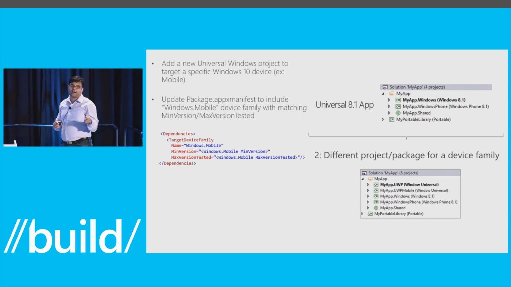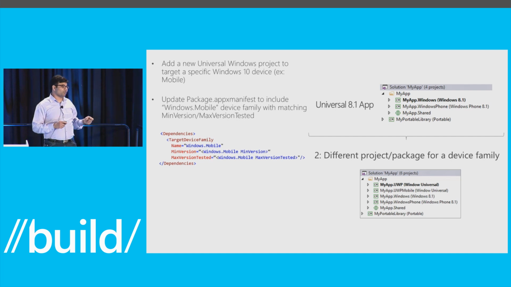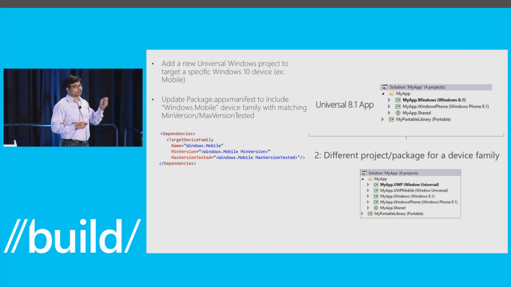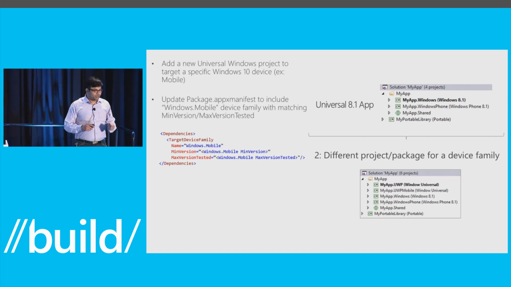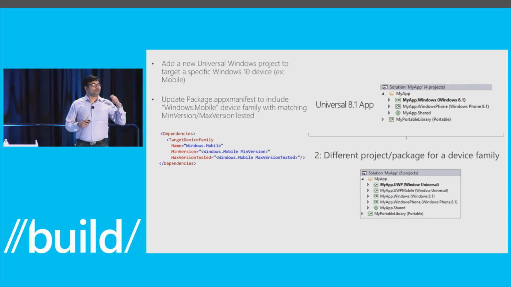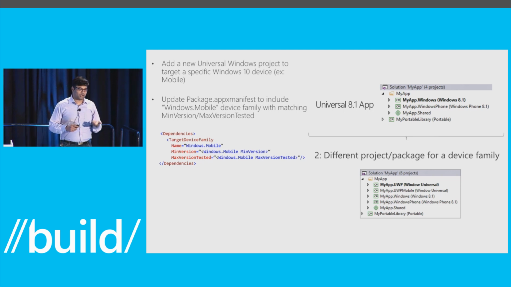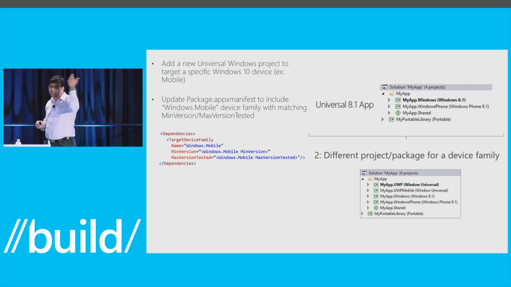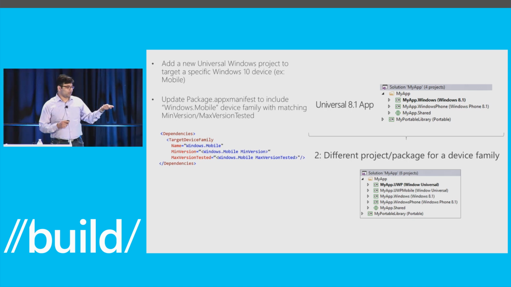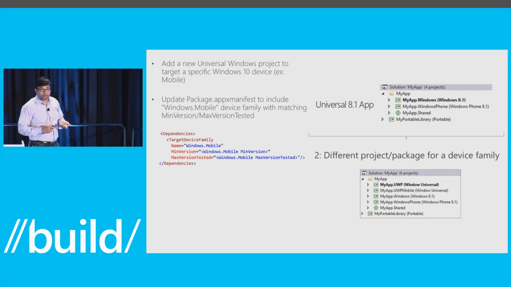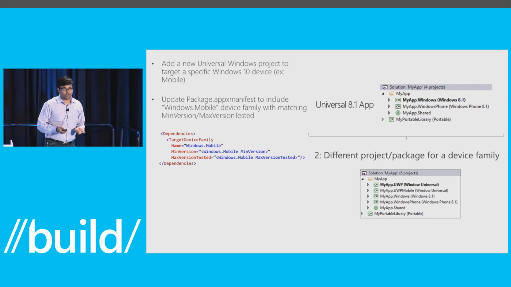And then specify the min version and the max version tested value for the Windows.mobile device family. And these values will be published by Windows on MSDN. So you will go to MSDN and see what the current versions of Windows.mobile are that are running in the market, use those values and stamp them into the manifest file, and then your package which is going to be created will only be applicable for the Windows Mobile device family, and it will not be applicable for others like desktop or IoT and Xbox.